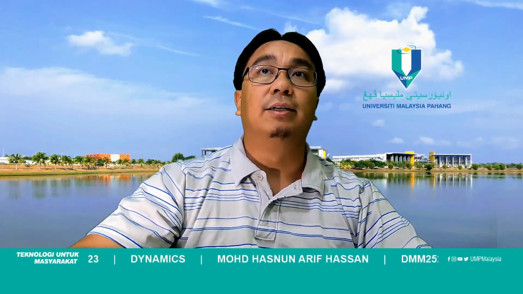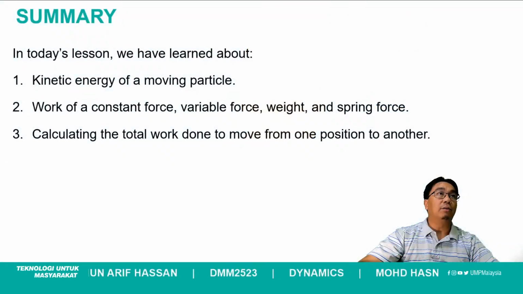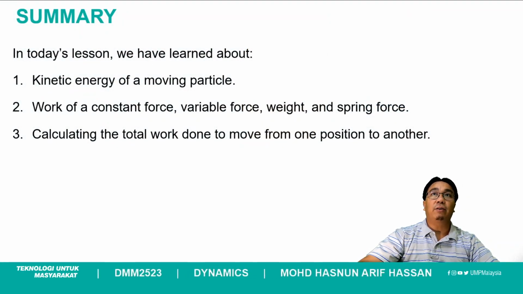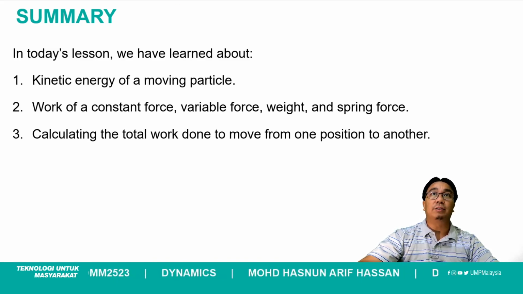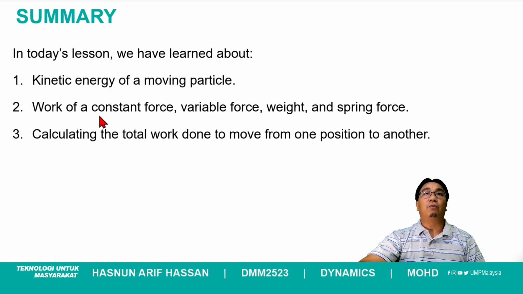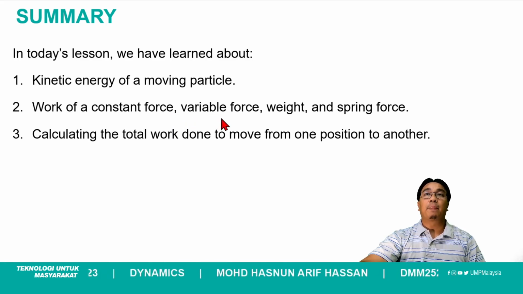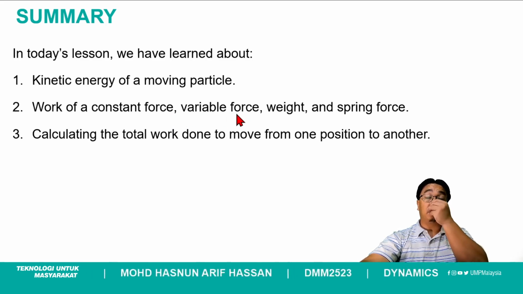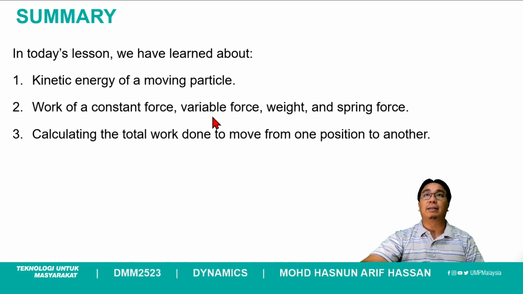Today we have covered, let's go back to the summary of what we have learned today. So today we have learned about kinetic energy of a moving particle. Okay, kinetic energy is given by T is 1/2 mv square. Kinetic energy is always going to be positive because of v square. And then we learned about work of a constant force, UF is equal to F times delta S. If there is a variable force, then you have to do some integration, integral from S1 to S2 of F cos theta ds.